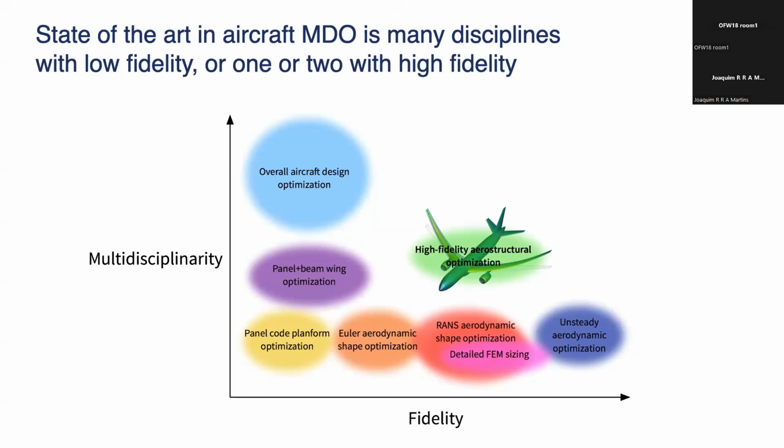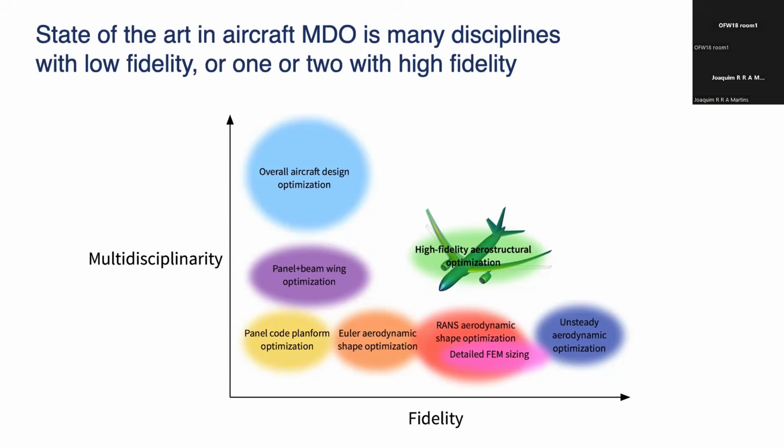Taking multiple physics, multiple disciplines into account. And if you look at MDO, the state of MDO, there's been a lot of progress in that vertical axis in terms of number of disciplines, right? And progress on the horizontal axis in terms of fidelity. And very little progress on the diagonal. This is what I'm trying to advance.